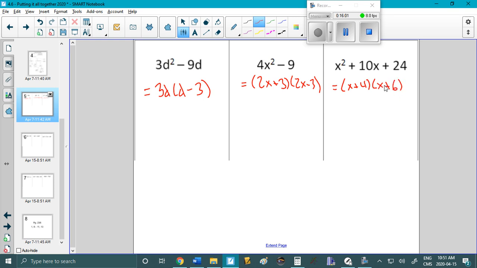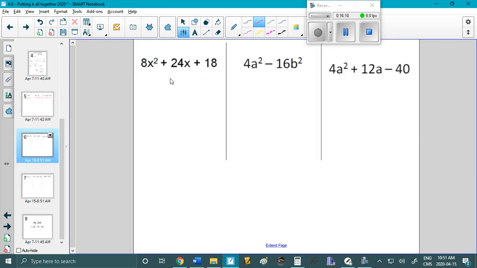And if you wanted to say the zeros for these, here it would be 0 and 3, negative 3 over 2 and 3 over 2, negative 4, negative 6. But that'll be more of a Monday thing. Today's just straight up factoring.